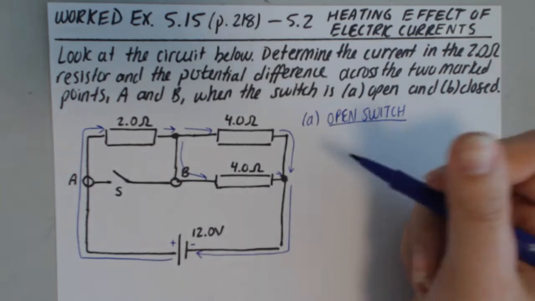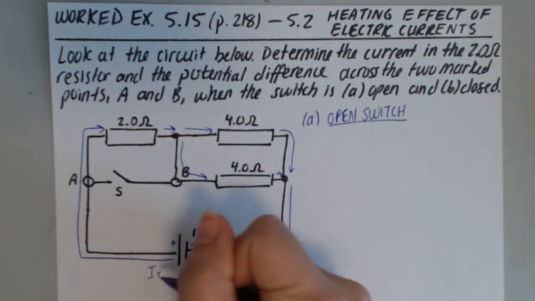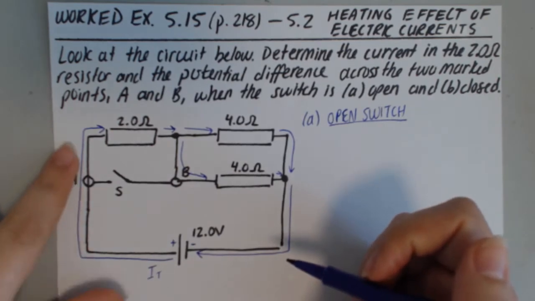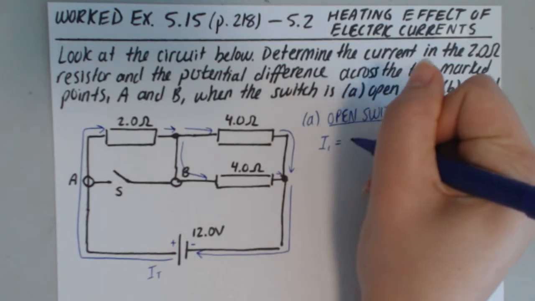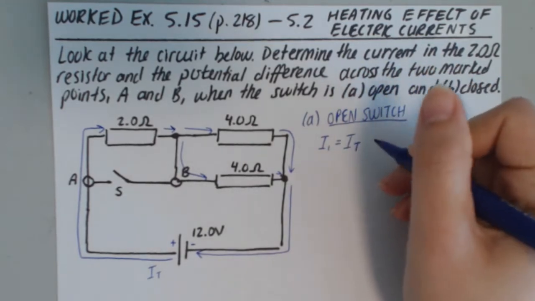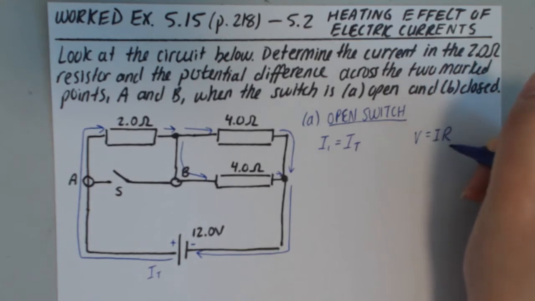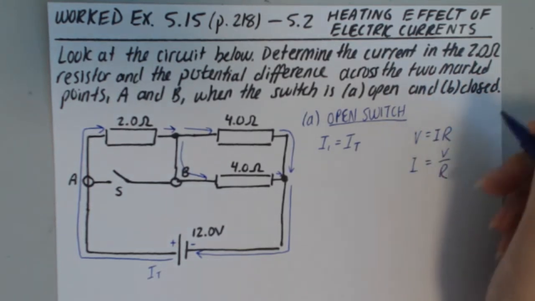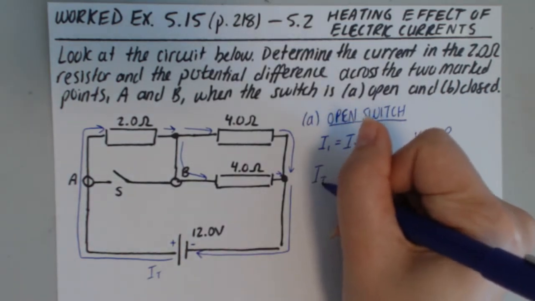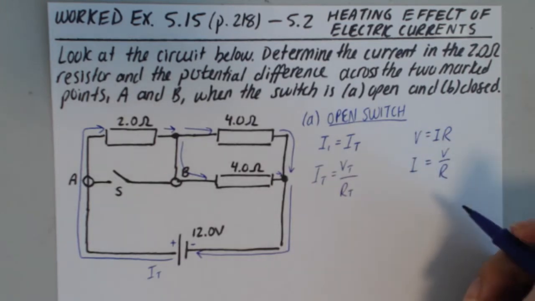All right, so we have to find the current in the 2 ohm resistor. Whatever current comes out of the battery, which is the total current, notice that that's the same current that goes through the 2 ohm resistor. So I1 is equal to I total. In order to find I total, I would use Ohm's law. V is equal to IR. Rearrange that for current, so that's V divided by R. Specifically, since we're looking for total current, we'll call that total voltage divided by total resistance.